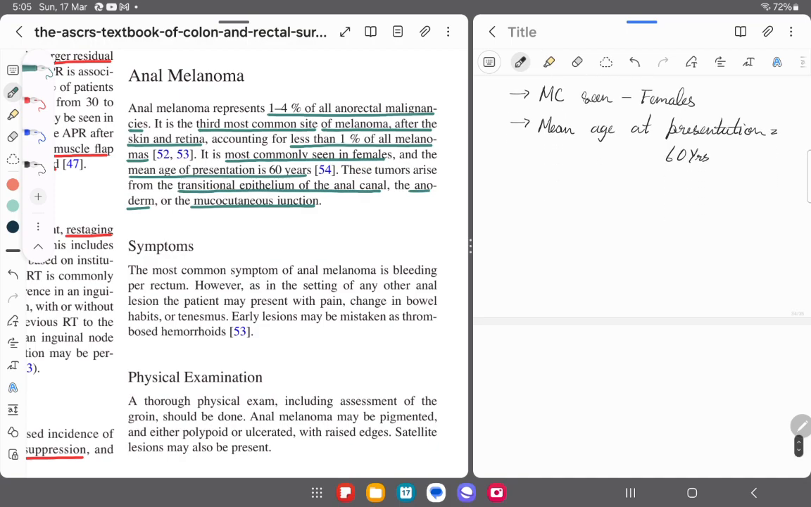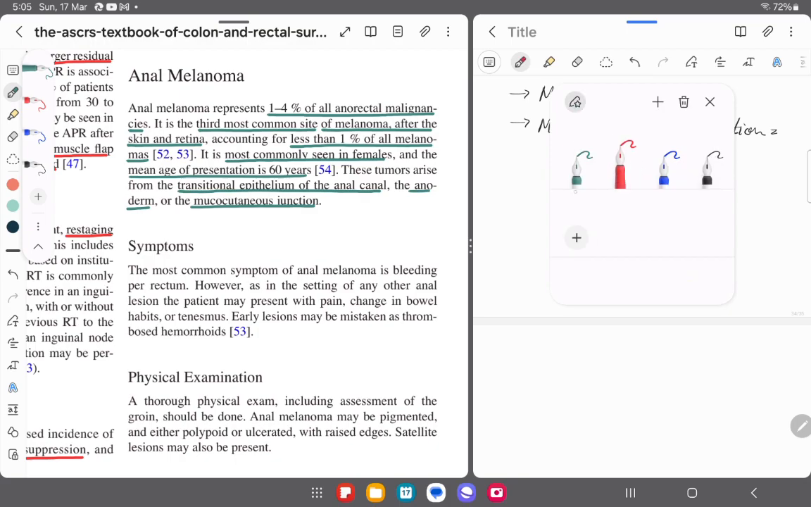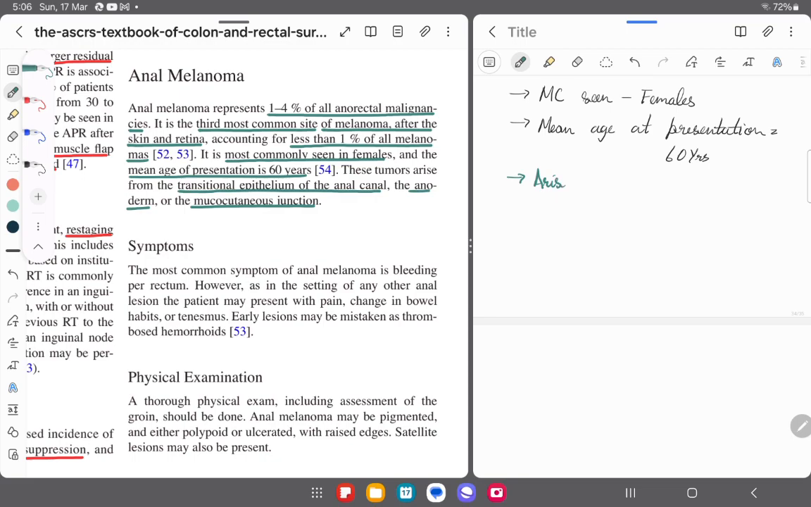And arises from transitional epithelium of anal canal, that is the anoderm.